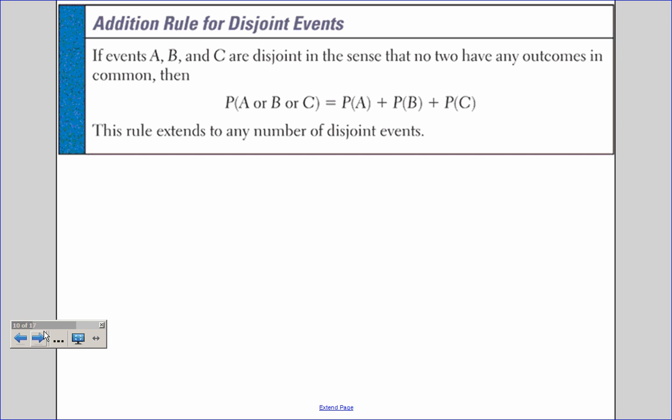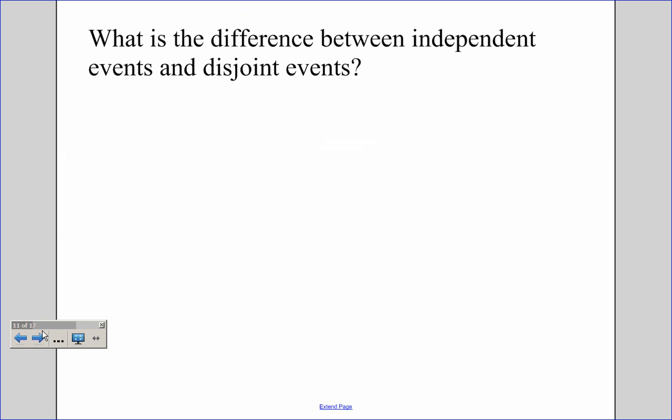All right, now there's an additional rule for disjoint events with 3 events, and it's the same as if there were 2 events. Here we just have to add the probability of C. So the probability that A, B, or C occur if they're disjoint is each of their probabilities added together.